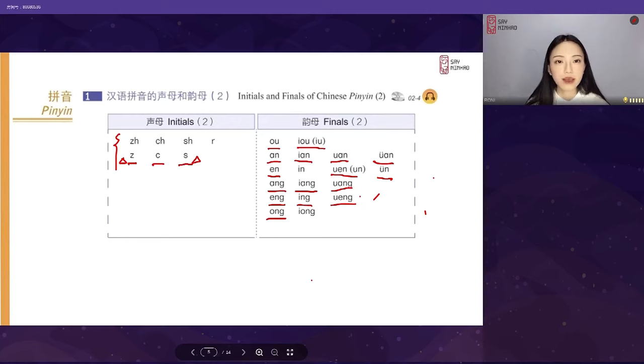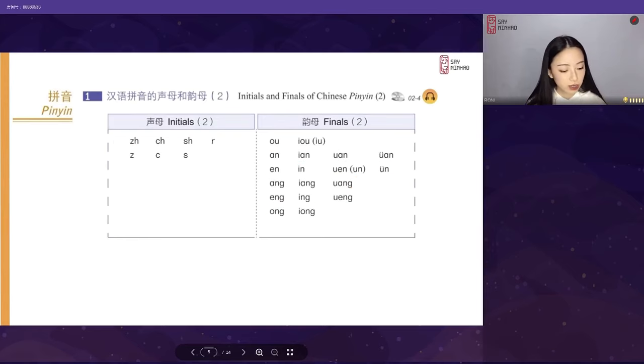Now the last two. Like oo, okay? First pronounce oo and then try to pronounce ng. So this is ng. Last one is yung. First pronounce e and then try to pronounce ng. Yung. Read after me, please. Yung. Very good.